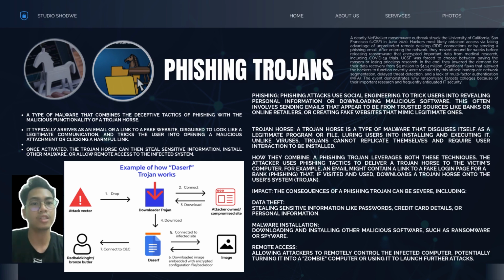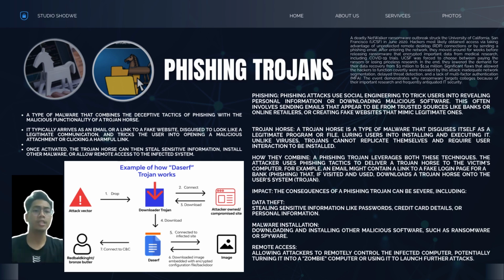So why is it dangerous? It is dangerous because they look like legitimate programs or websites. They trick people into installing them, and once installed, they can do serious damage without the user knowing. The consequences of a phishing Trojan attack include data theft, such as passwords, credit card numbers, and personal info; malware installation, which can install ransomware or spyware; and remote access, where the attacker can control the device like a zombie computer.